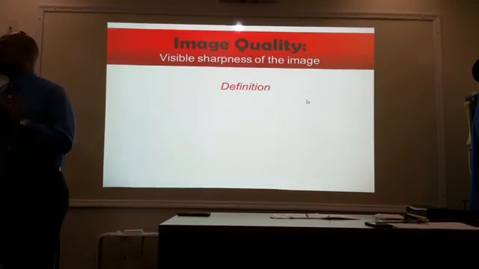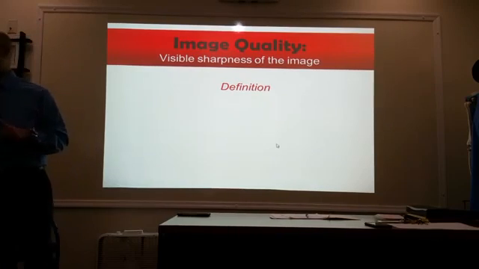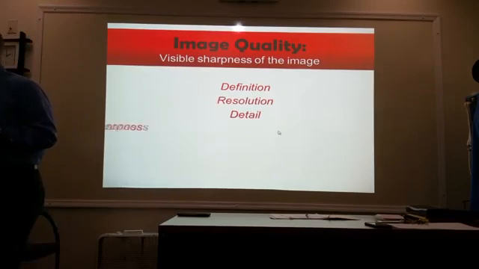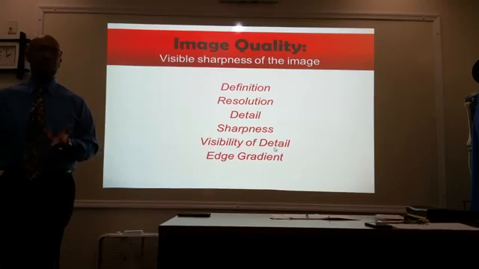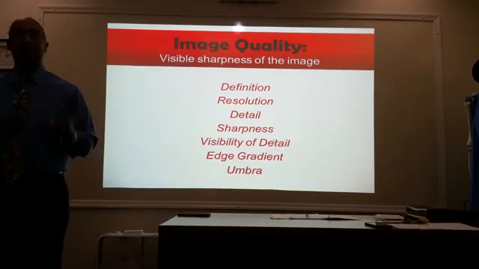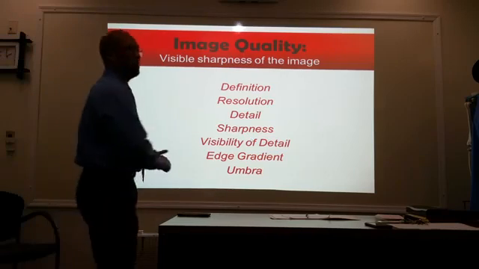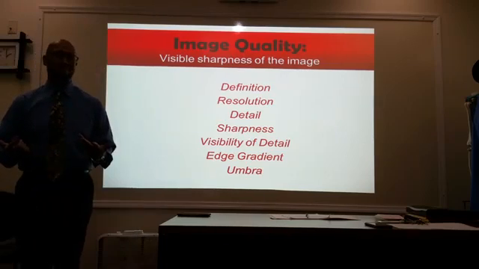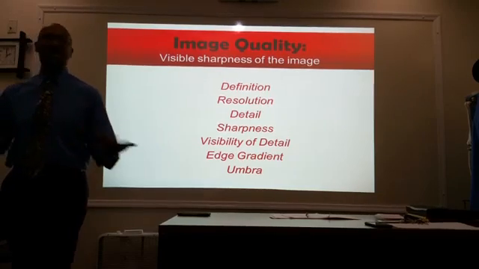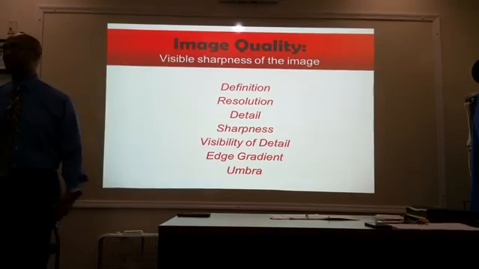When we're talking about visibility of sharpness, we're also talking about definition, detail, resolution, sharpness, visibility of detail, edge gradient. These all mean the same thing. What is the opposite of detail? Blur. Loss of detail, loss of resolution, loss of definition. Those are the opposites.